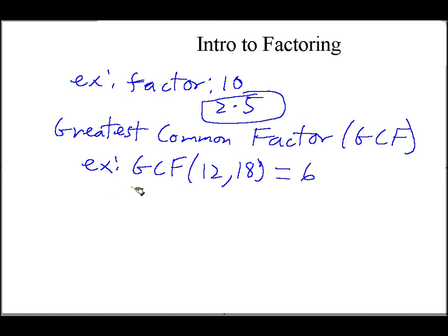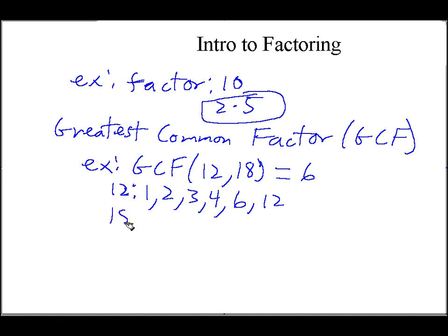Now, one way to figure it out, though, is to list the factors of 12. 1 is always a factor of the number. 2 is a factor of 12 because 2 times 6 is 12. 3 is a factor. 4 is a factor because 4 times 3 is 12. And then 6 is a factor of 12, and then 12 is a factor of itself.